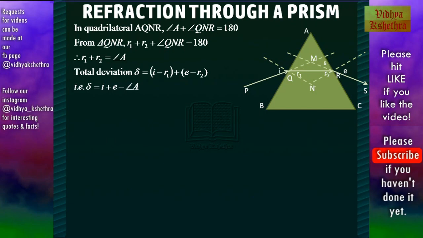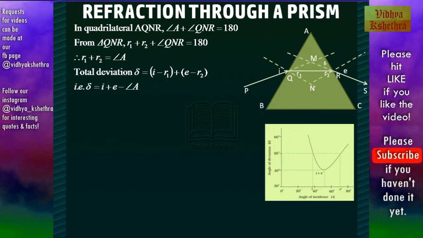Therefore, the total deviation delta is equal to the sum of the deviations at both the interfaces, that is I minus R1 plus E minus R2. That is, delta is equal to I plus E minus angle A. Based on this equation, it is possible to draw a graph between angle of deviation and angle of incidence.